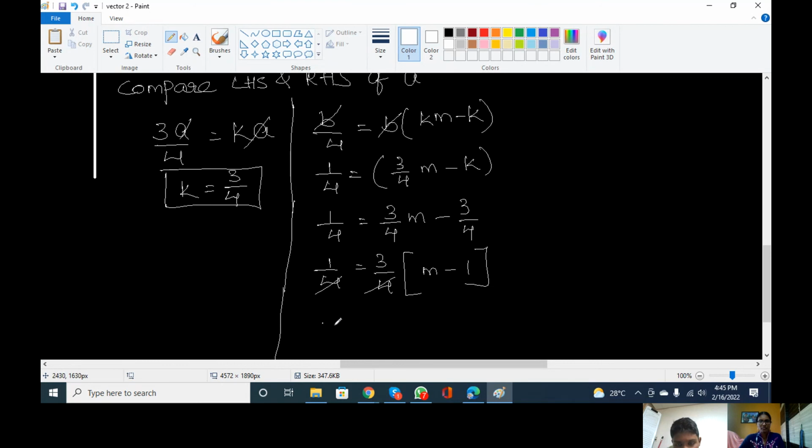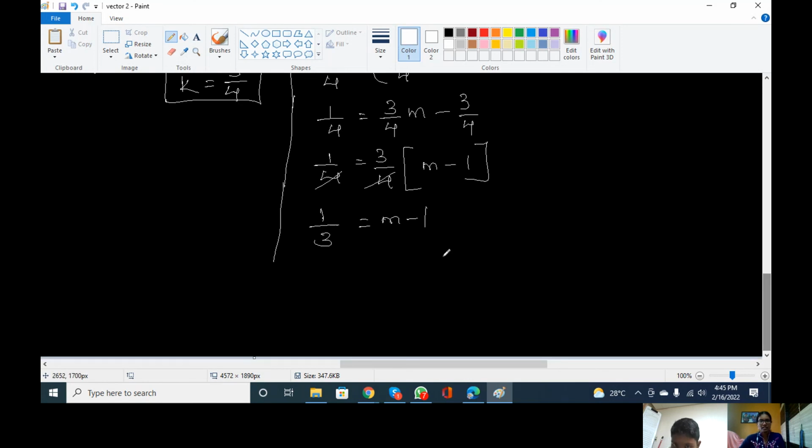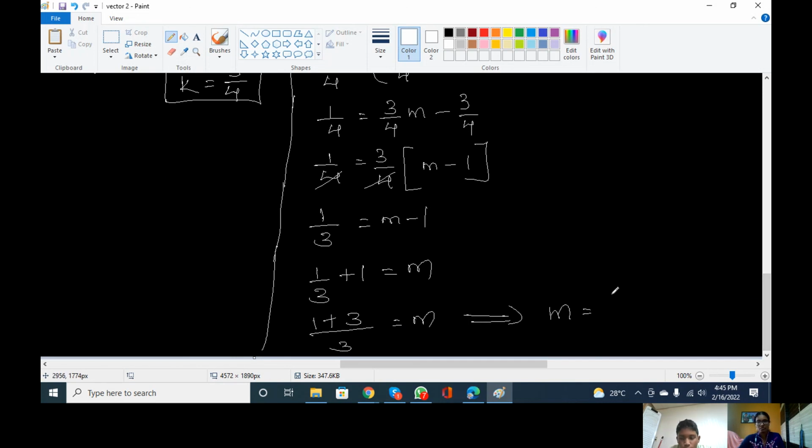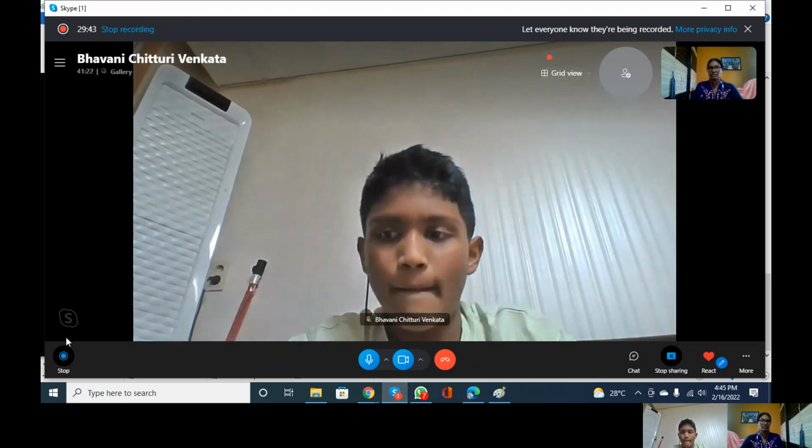So m minus 1, this is into 3. So if you bring this side, it is m minus 1. Here it is negative 1. If you bring this side, it will become a positive 1, which is m. So LCM is 3, 1 here, 3 times 3 plus 1 is equal to m. So m is 3 plus 1, which is 4. Oh, yeah, such a big question. Hope you understood. Yes? Yeah.